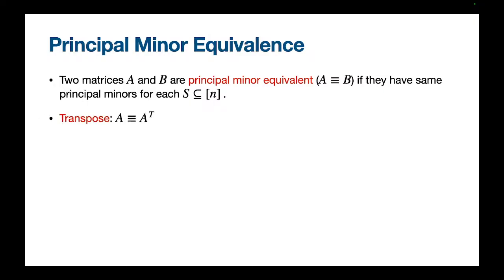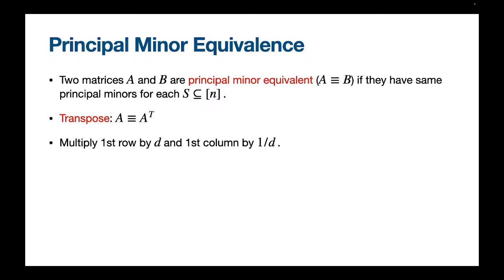For one example, if we take the transpose of a matrix, we get another matrix that has the same principal minors. This is because the determinant of a matrix is equal to the determinant of its transpose. Another simple operation we can do to preserve principal minors is to multiply the first row by some non-zero scalar d and simultaneously divide the first column by that scalar. Why does this not change any principal minor?